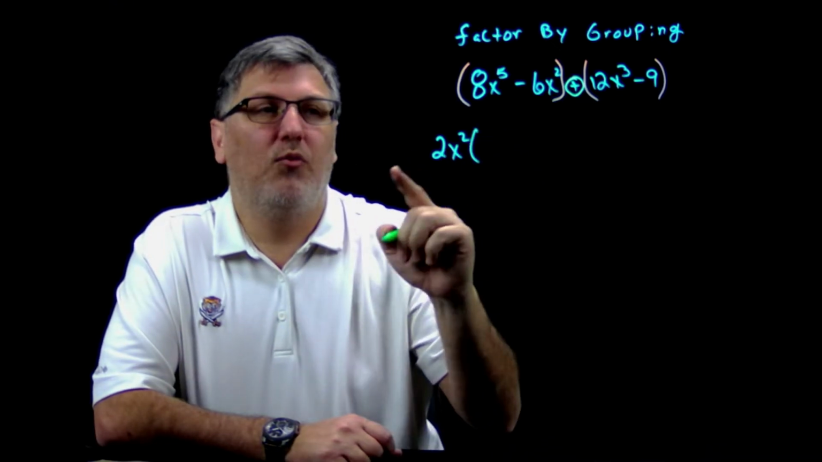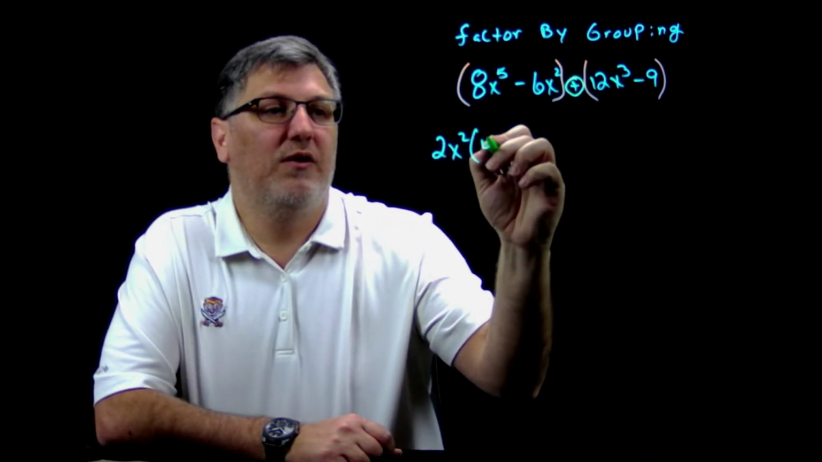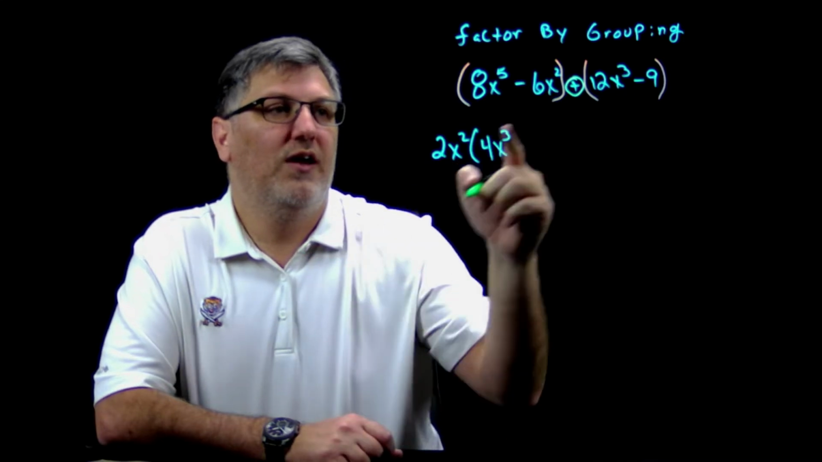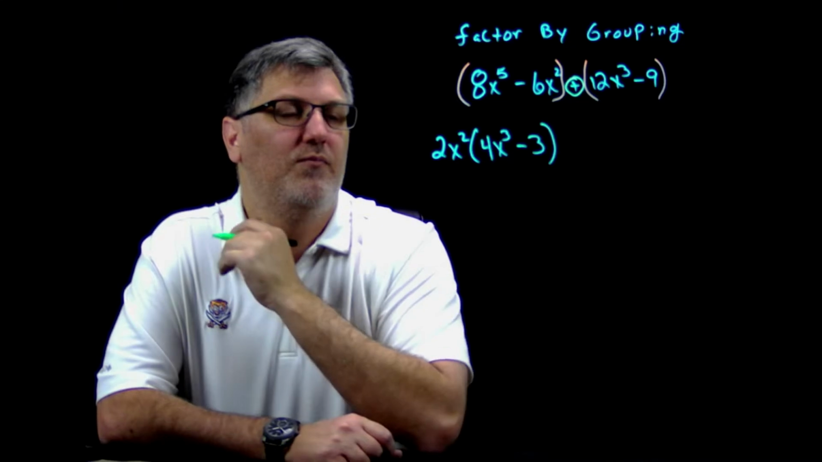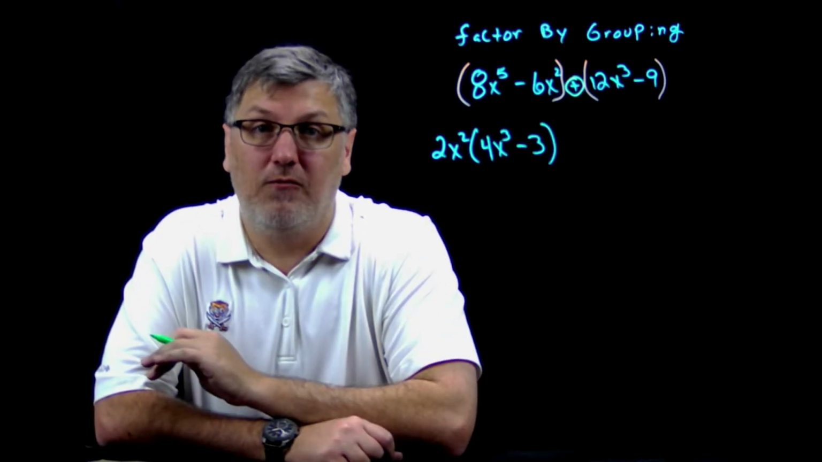Now, when I do that, remember we have to divide it out. So this is going to give me 4x cubed. And 2x squared, well, this is going to give me minus 3. All right, so that first group is done. We're going to move on to the next group.